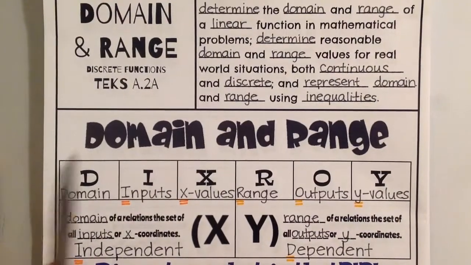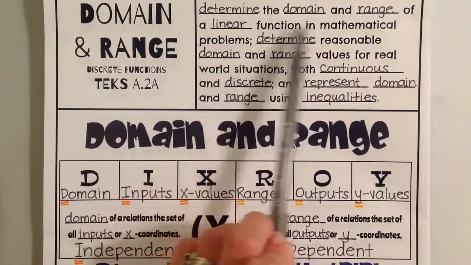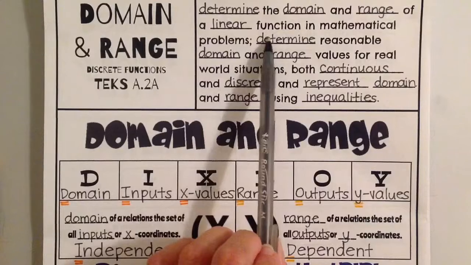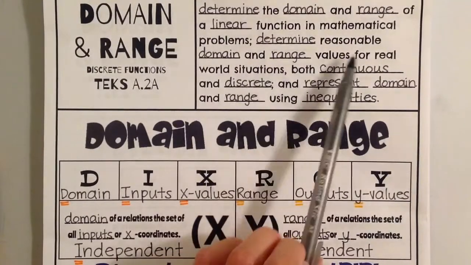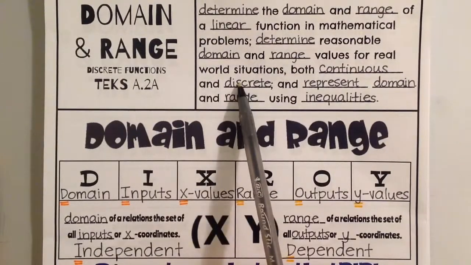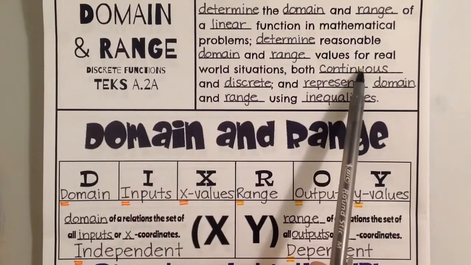Okay, today we're going to talk about domain and range for discrete functions. We're going to use linear functions in mathematical problems, so those are your lines, straight line functions. We're going to determine reasonable domain and range values for real-world situations. Those are the word problems, both continuous and discrete. Today we're focusing only on the discrete functions. We will talk about continuous functions at another time.